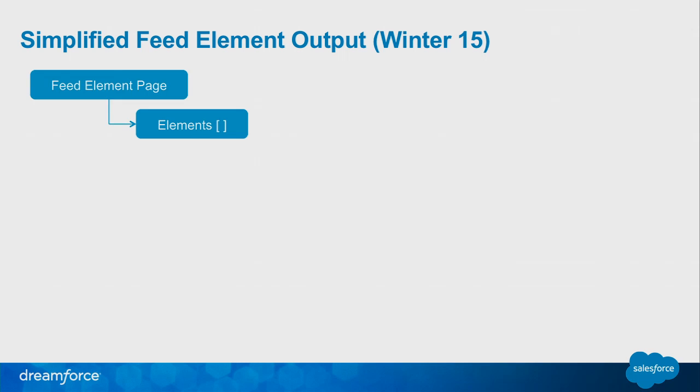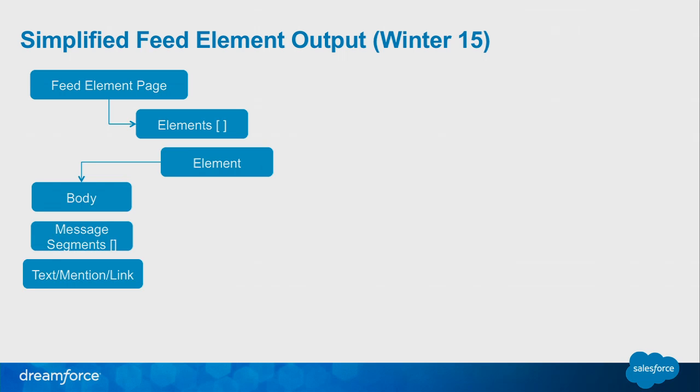Okay, so what is a feed element? So now, again, Winter 15, it's a bit different. At the top of the tree is the feed element page. The feed element page is a collection of feed elements. Within that collection, we have an element which is a feed element output. But now look, in other ways, it's the same. We have a body which has message segments. Those segments are made up of different types. So the output looks quite similar.